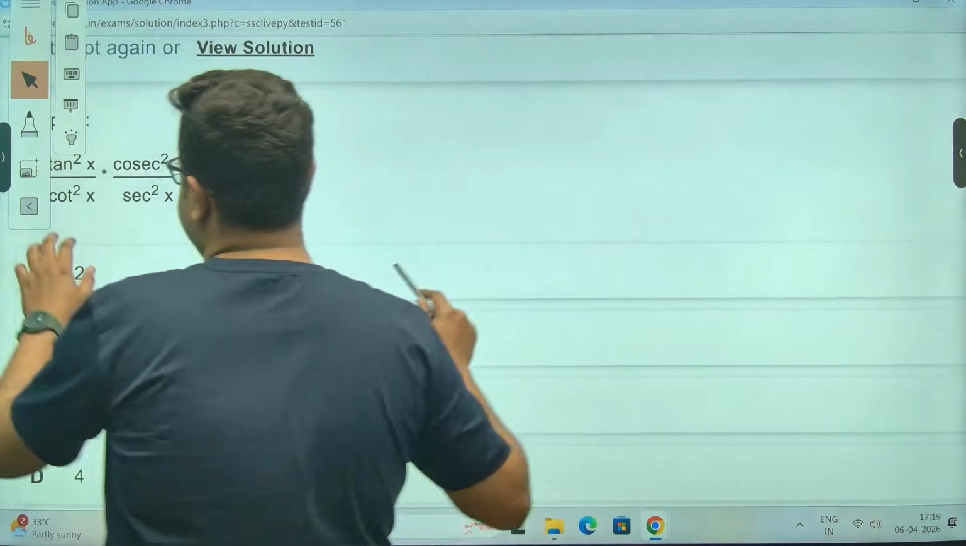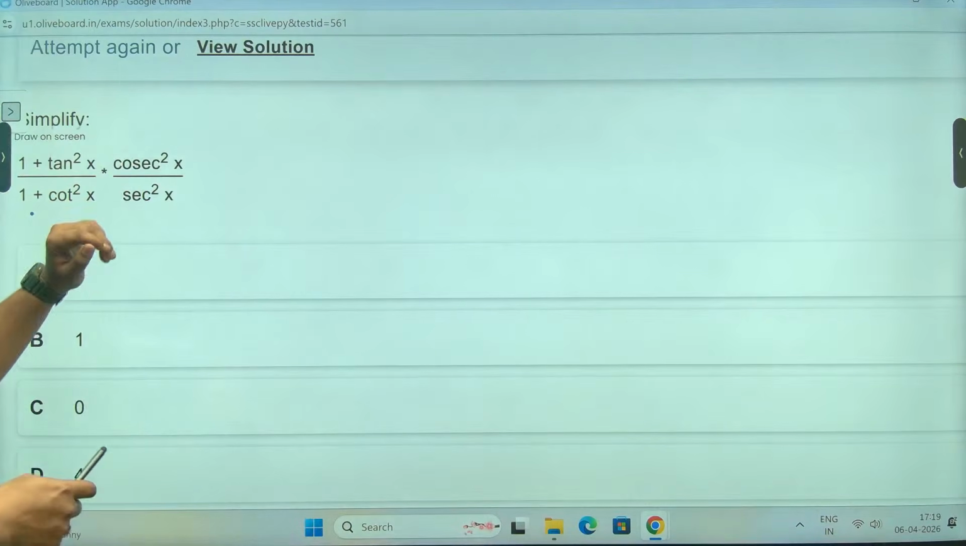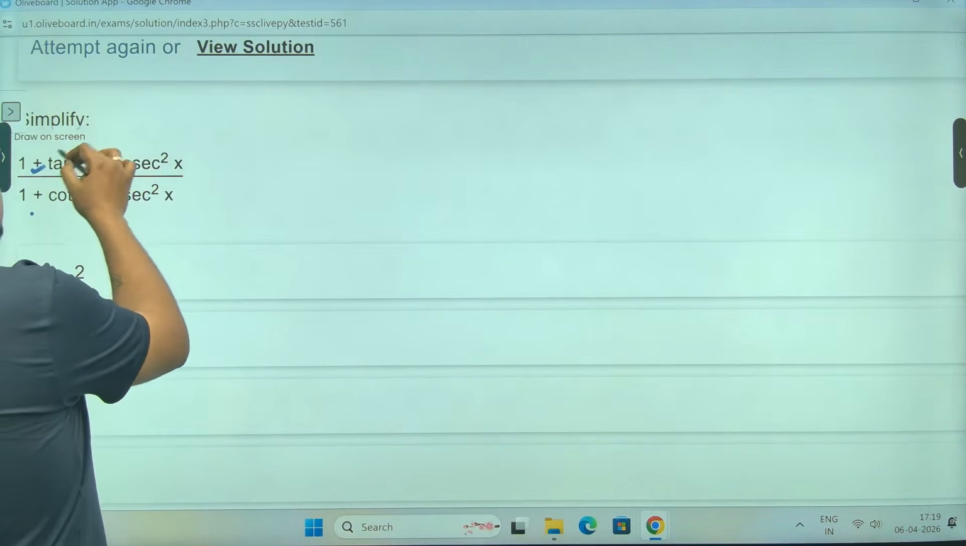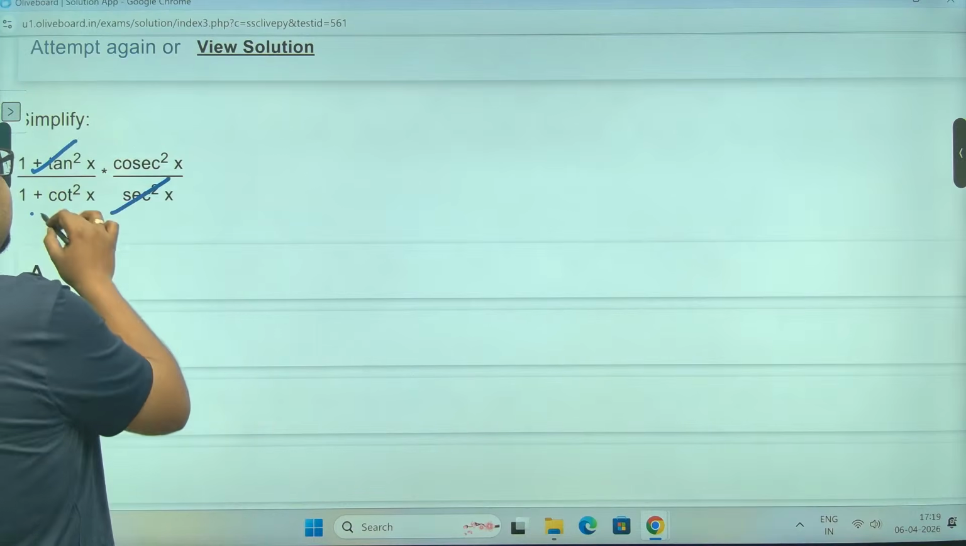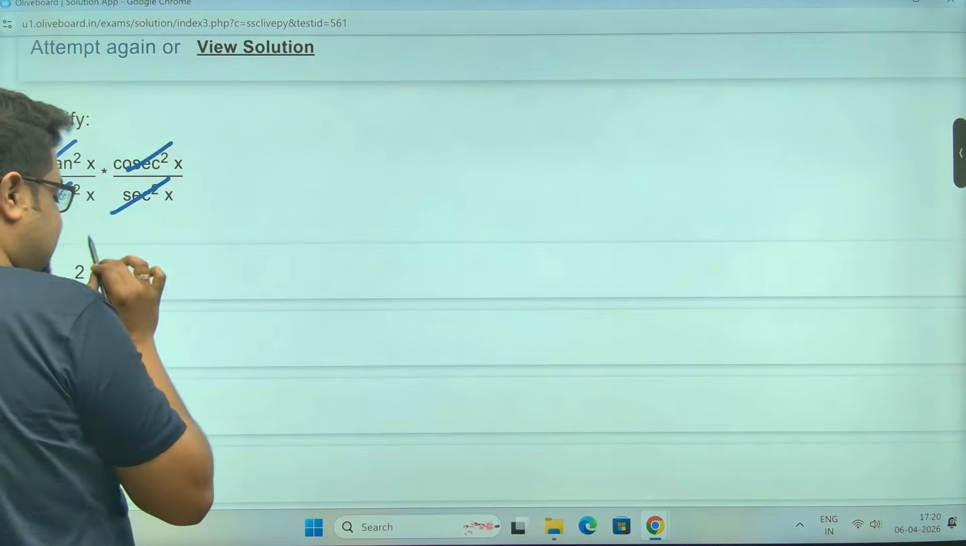Acha, next one please. 1 plus tan square x is equal to sec square x. This is equal to this. Sir, the answer is 1.